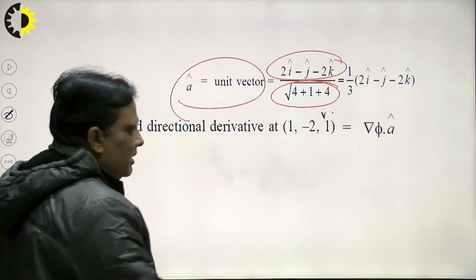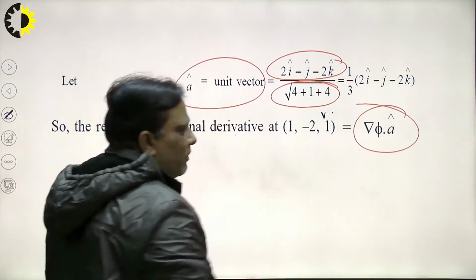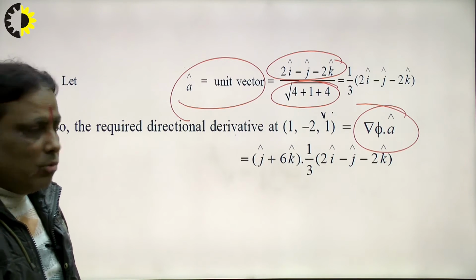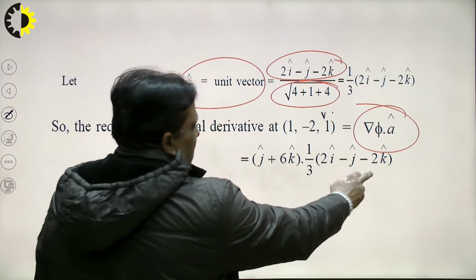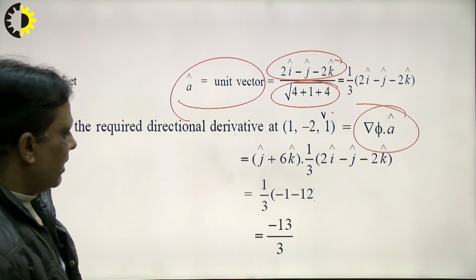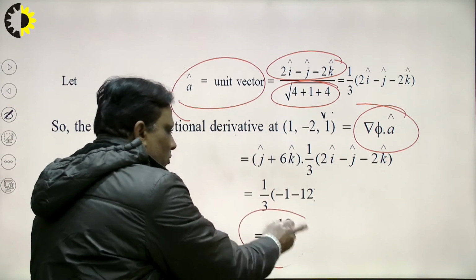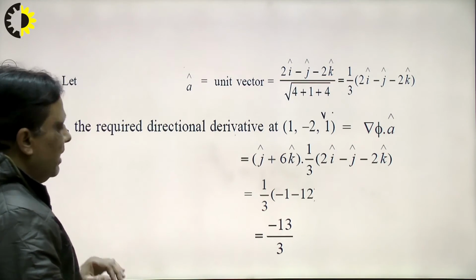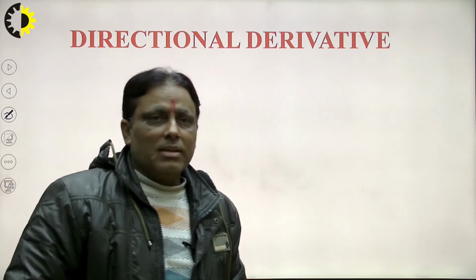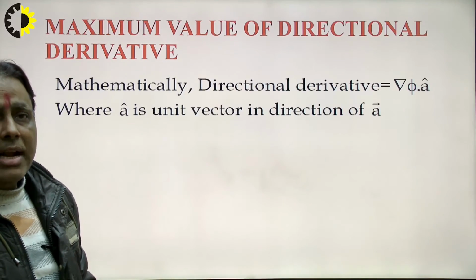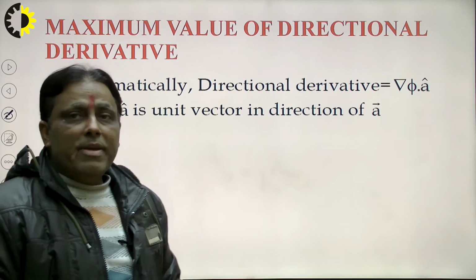So I calculate using this formula, grad phi dot a cap. In this way we can find out our answer, and we know that j dot j is 1, k dot k is 1. So what will be the conclusion here? Minus 13 by 3. So in this way we can calculate the directional derivative of a moving particle with respect to another vector. The directional derivative depends on the moving particle.